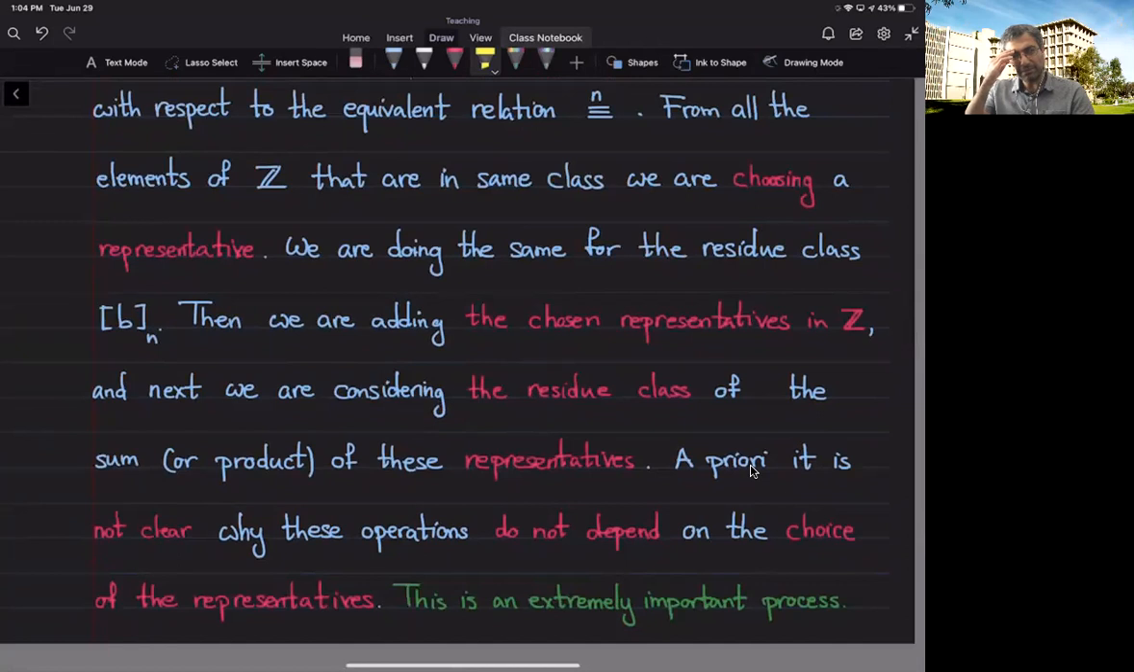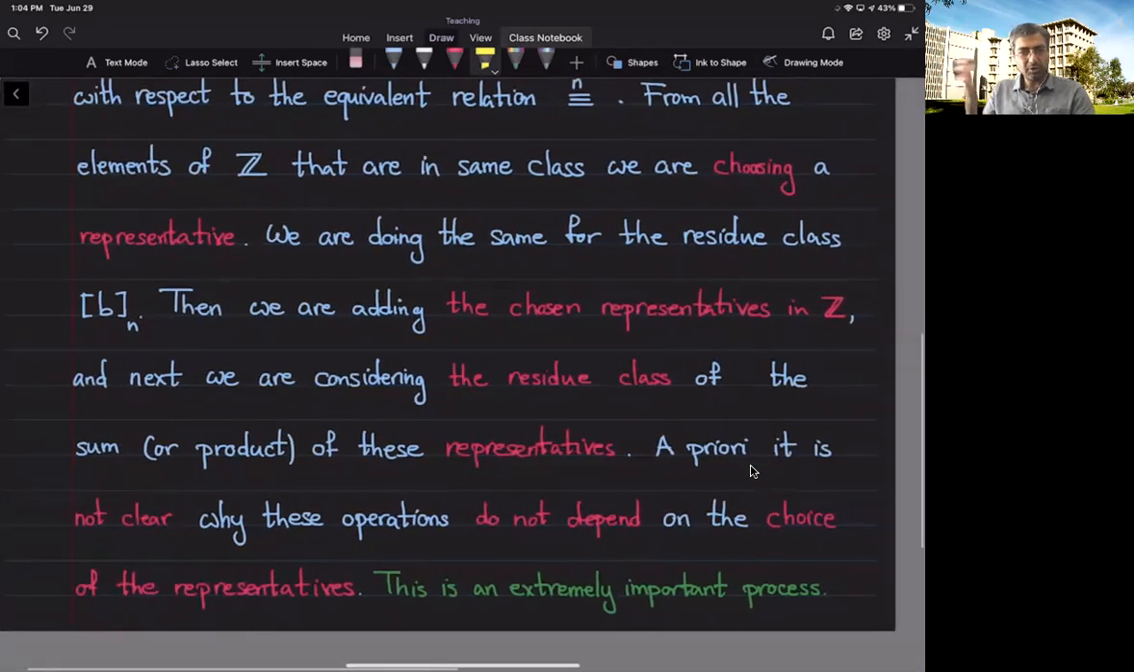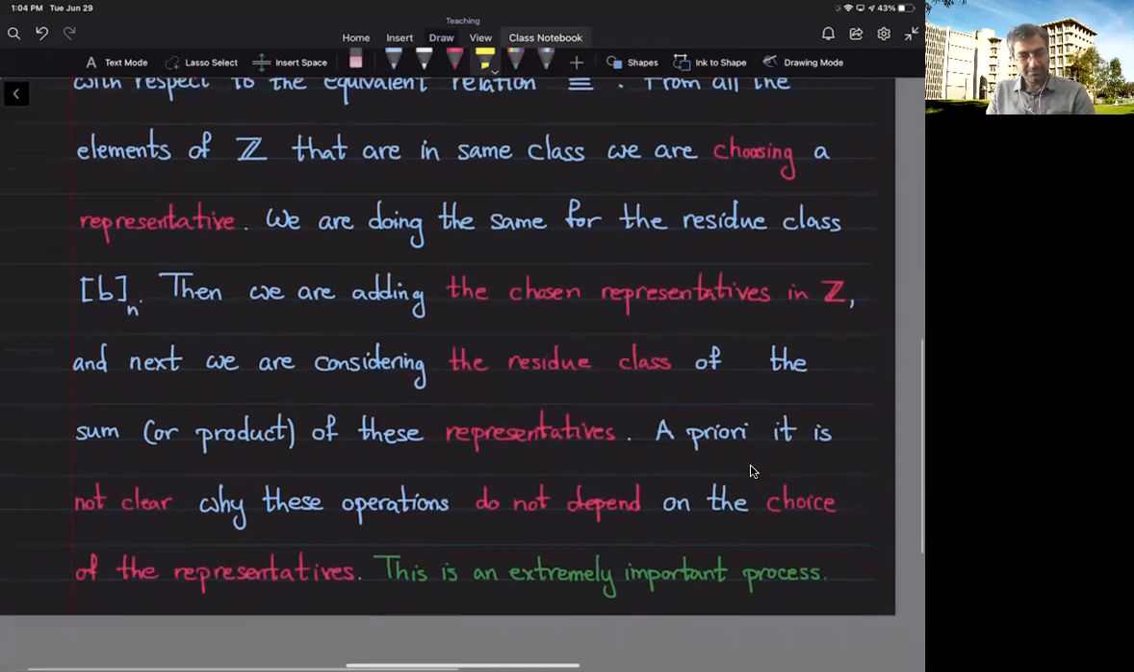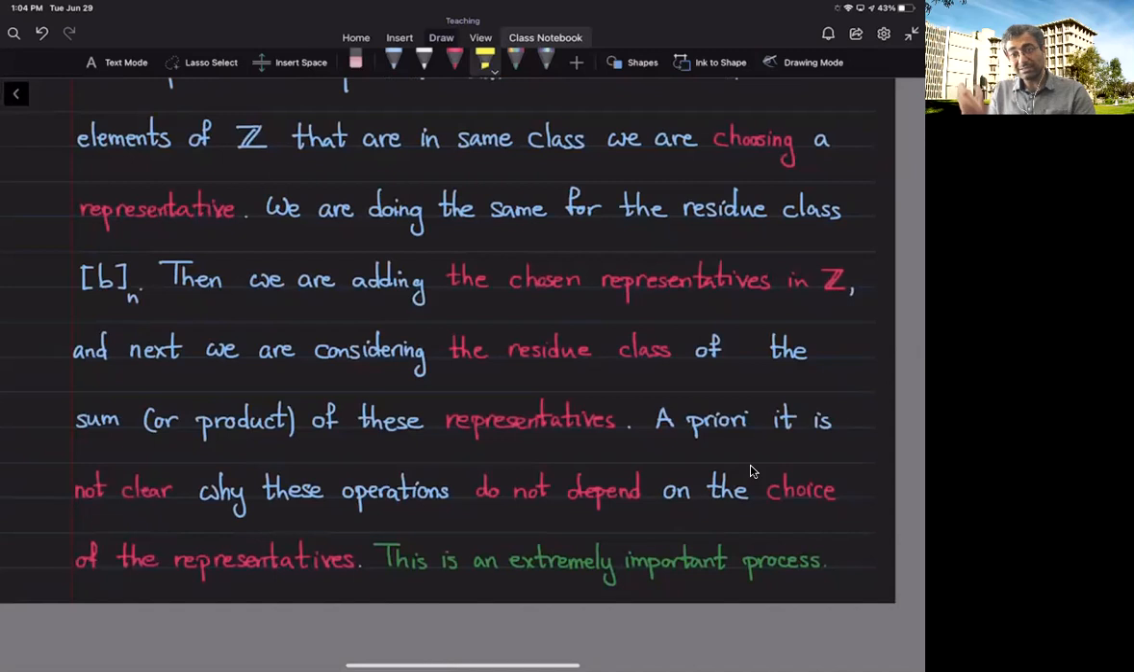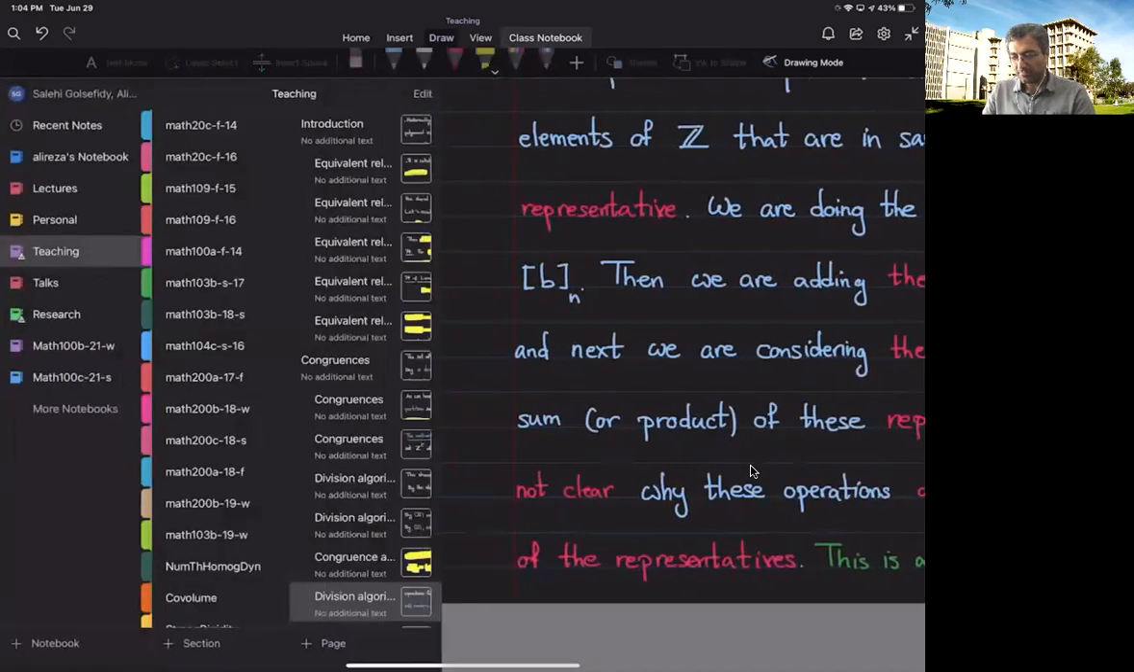In our mind, we are identifying all of them by the same thing, A. We are doing the same for the residue class of B. Then after choosing these representatives, we are applying the operation of addition in Z to these representatives. Then we are claiming that the residue class that we get out of this summation does not depend on the choice of the representatives. This is an important claim that one has to prove. This is exactly where we have to pay attention.